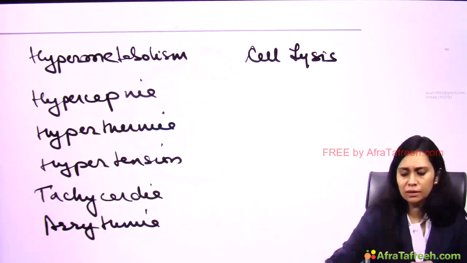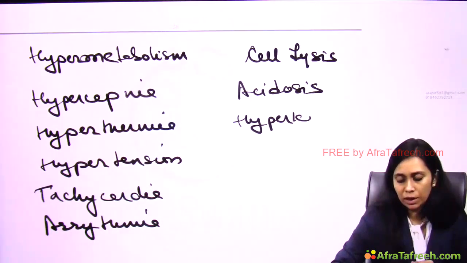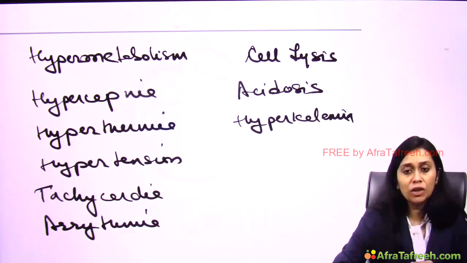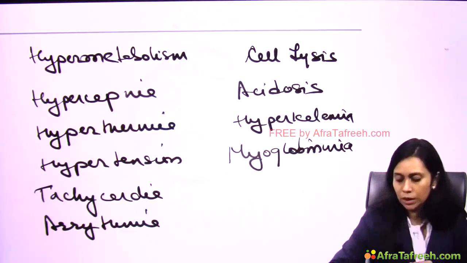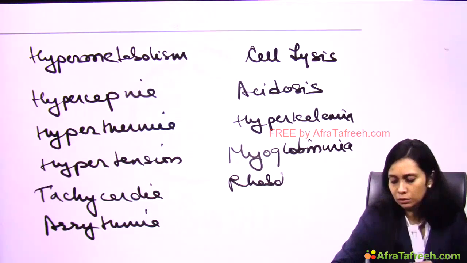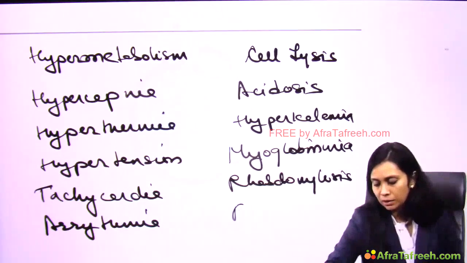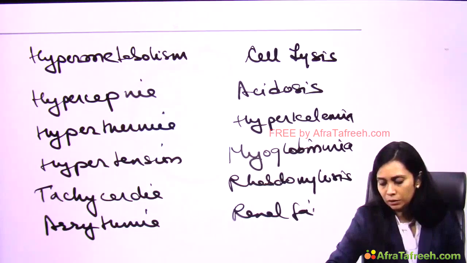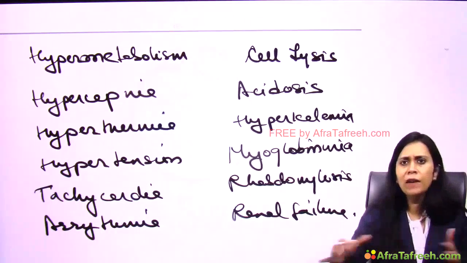And because of cell lysis, acidosis, hyperkalemia. Cell breakdown, intracellular potassium would become serum potassium, hyperkalemia, myoglobinuria, then rhabdomyolysis, and ultimately renal failure, right? Ultimately renal failure. Got it? I have given all the clinical features.